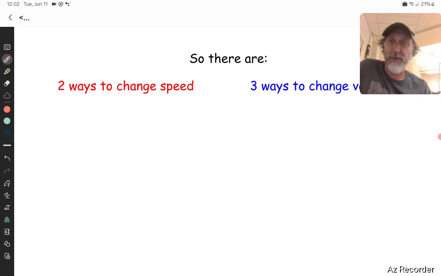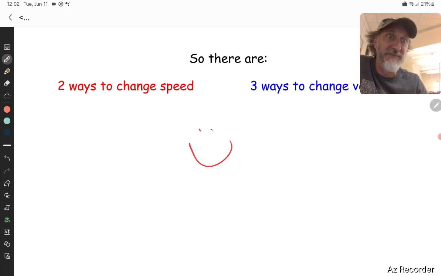I think we already talked about this, right? Two ways to change speed: speed up, slow down. Three ways to change velocity: speed up, slow down, or turn. I'm going to skip that slide, because we already did it.